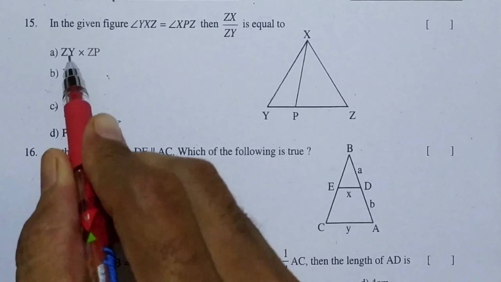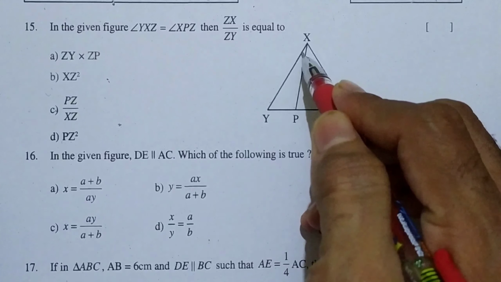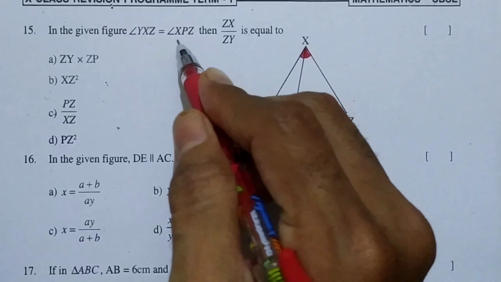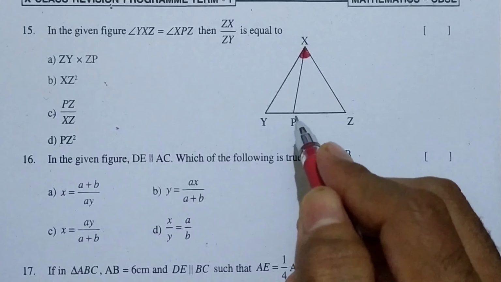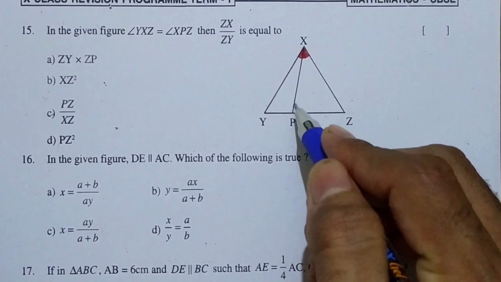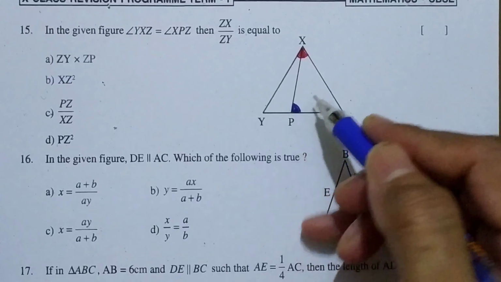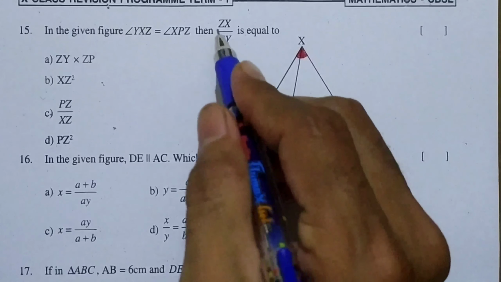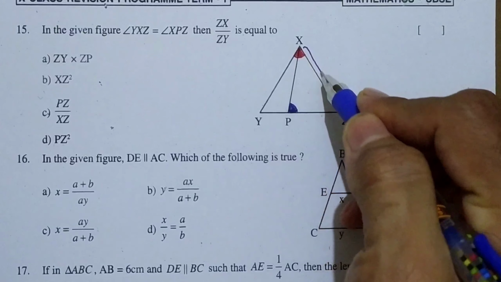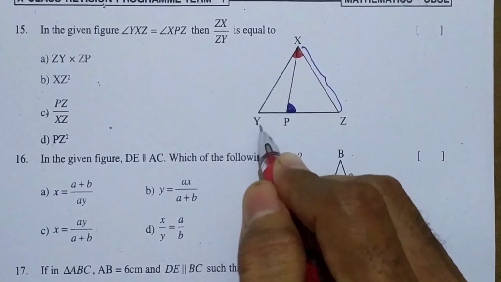Now we see question number 15. In the given figure, angle YXZ, YXZ means this complete angle, is equal to angle XPZ. Here it is, this is angle XPZ. So given that these two angles are equal. And ZX is here, this is ZX, and here ZY is equal to ZY.